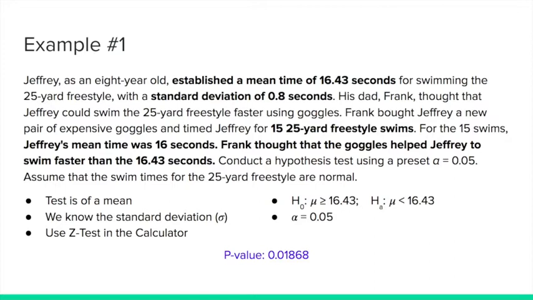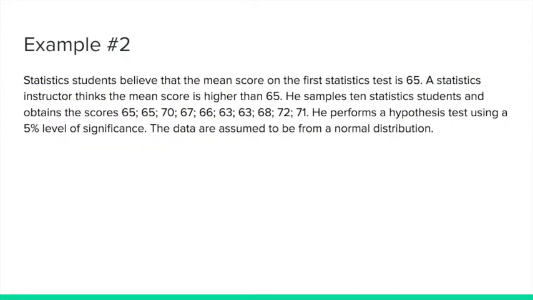All right, and in this case, rejecting the null hypothesis supports the alternative hypothesis, which is a restatement of Frank's claim that the goggles helped. So, final conclusion: the data supports Frank's claim that the goggles helped Jeffrey swim faster. All right, so there's example number 1. In example number 2, we have stat students who believe that the mean score on the first statistics test is a 65.